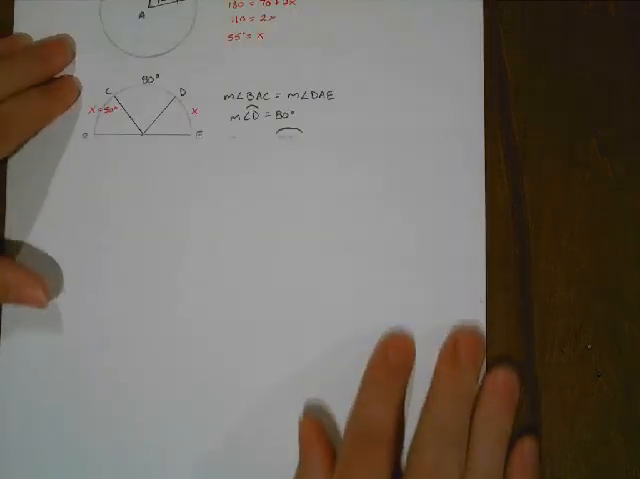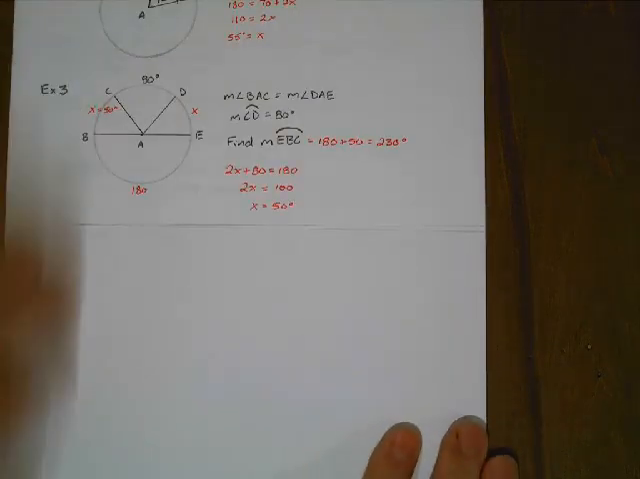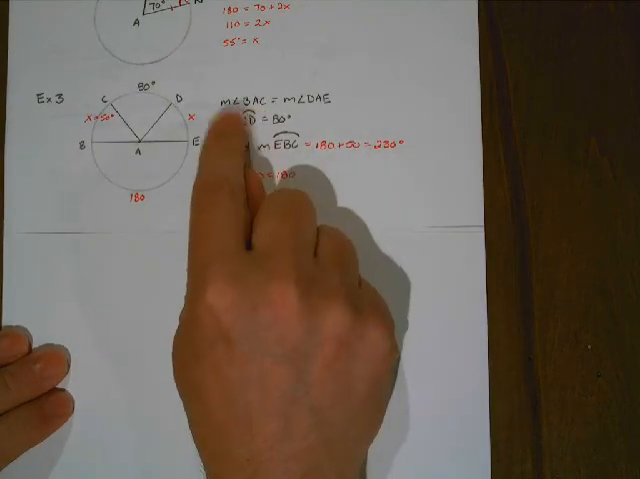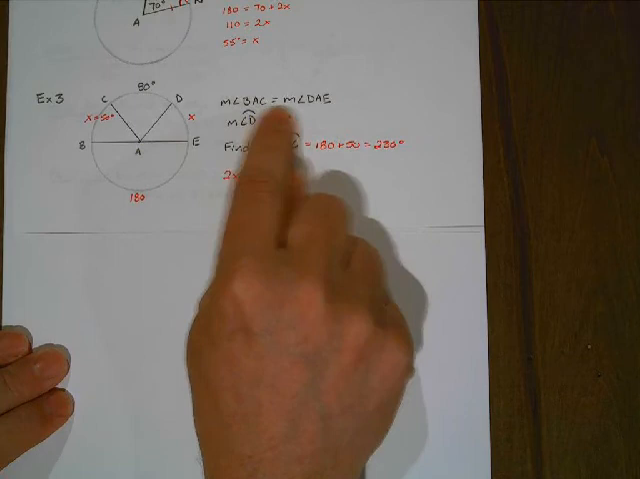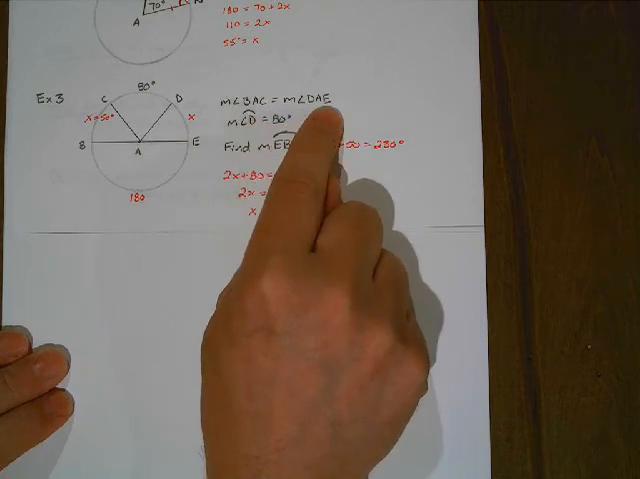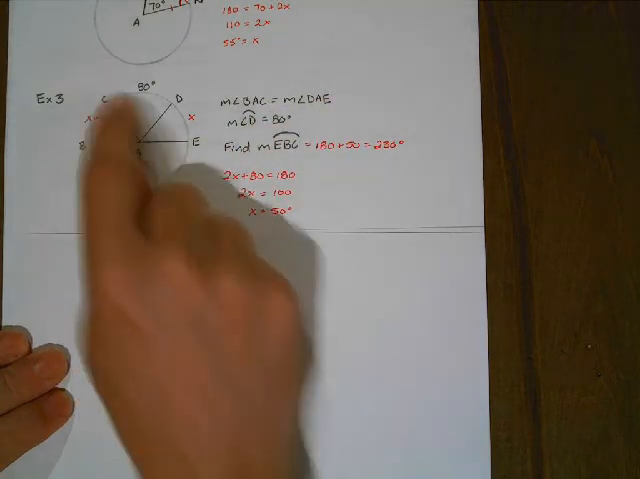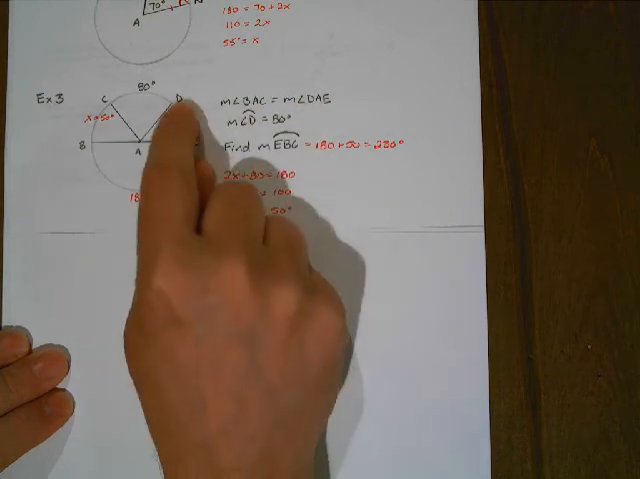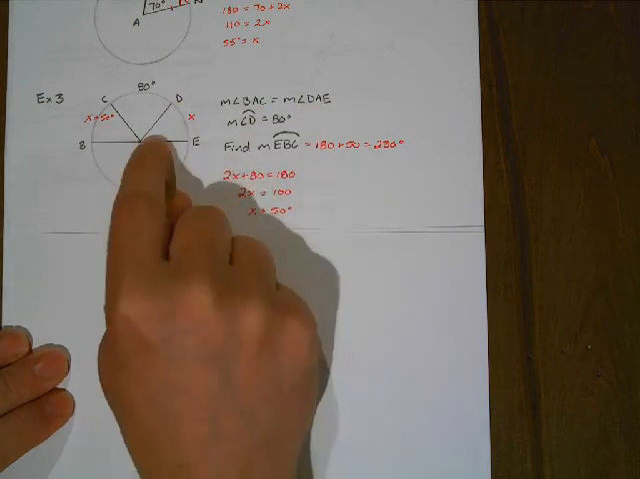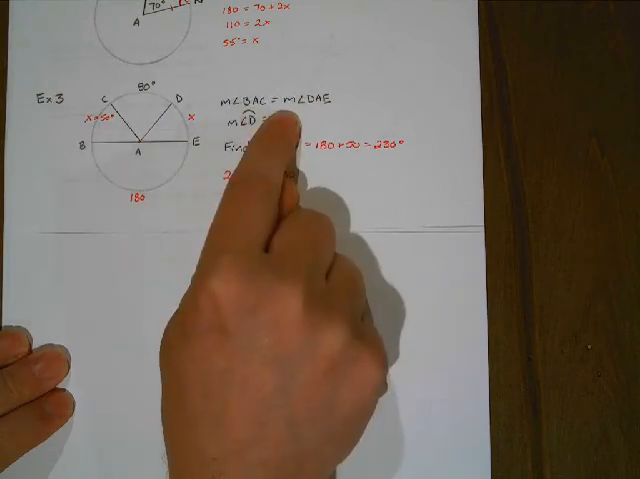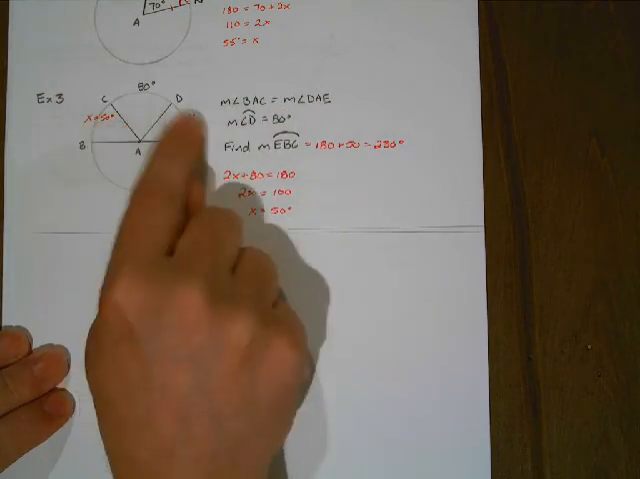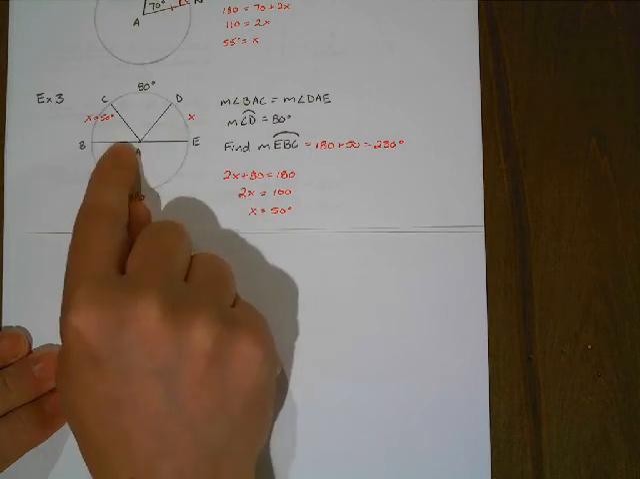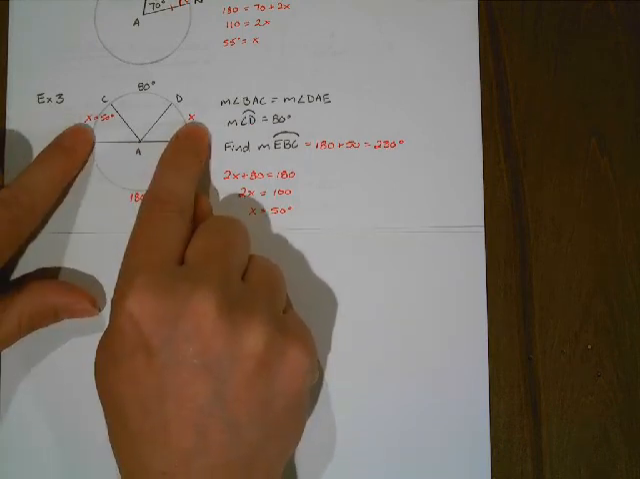Example 3. In this one, I know that angle BAC is equal to angle DAE. So BAC is this angle down here, and DAE is this angle over there. And we know those two angles are equal. What that means is these two arcs have to be equal too, because the central angles are the same as the arcs. So I named both of these x.